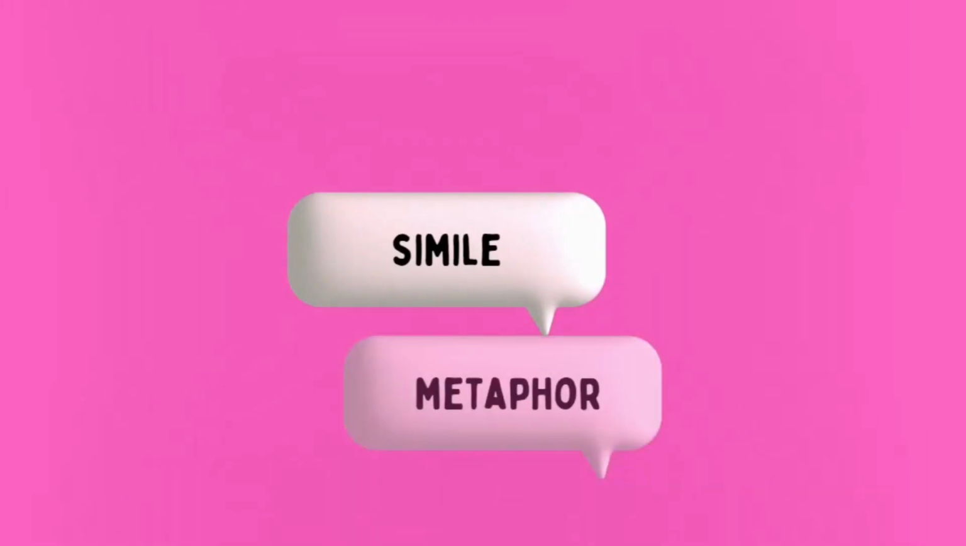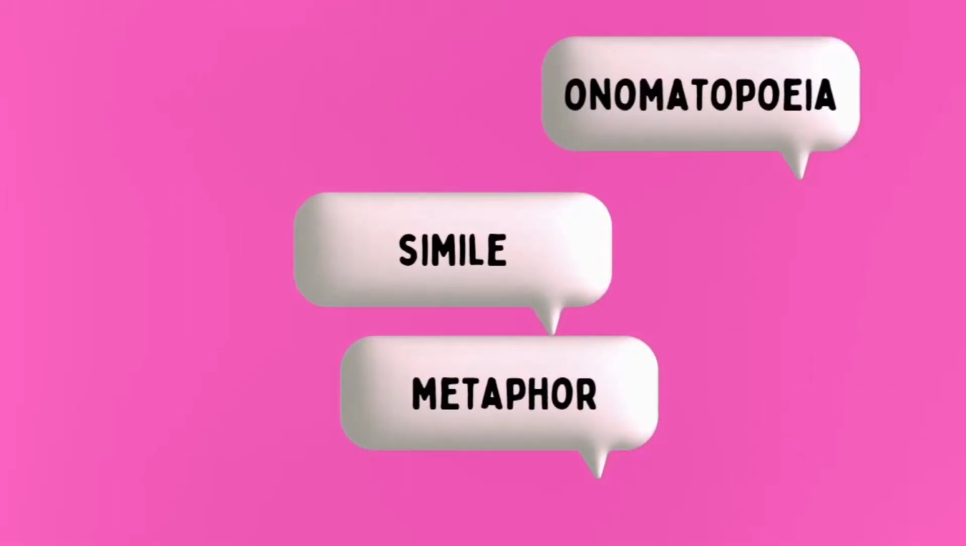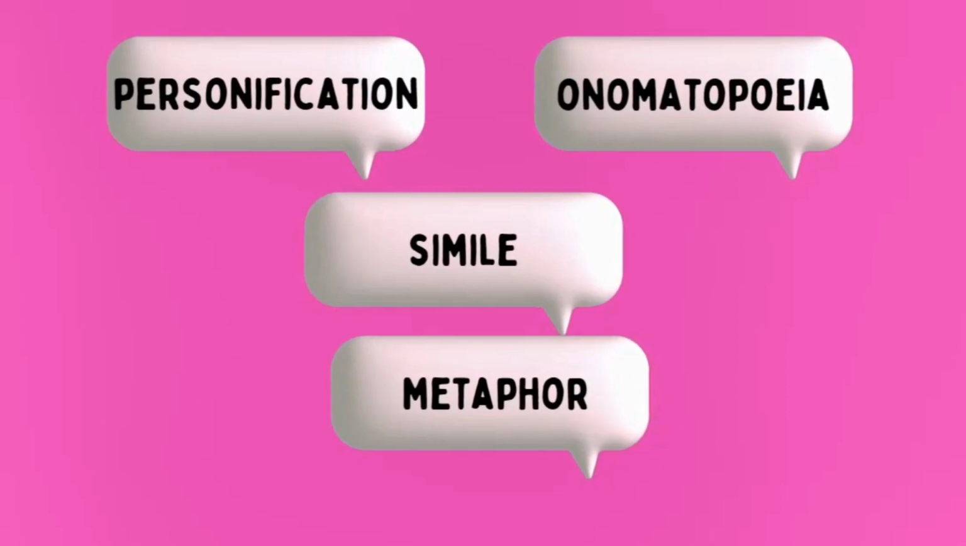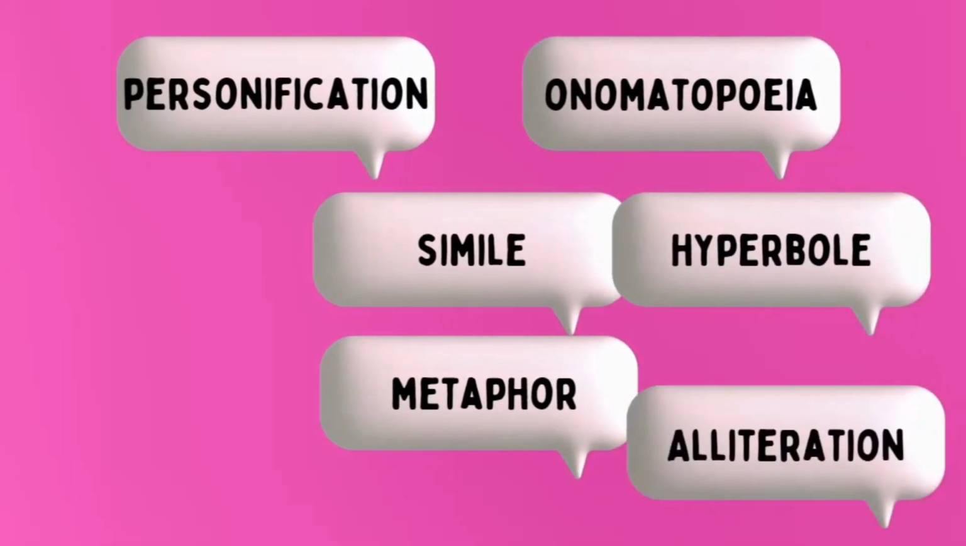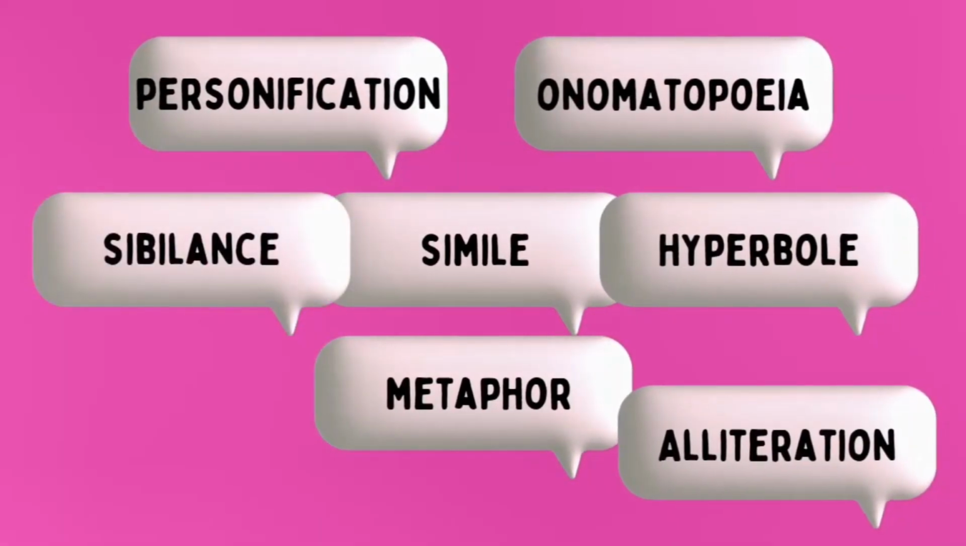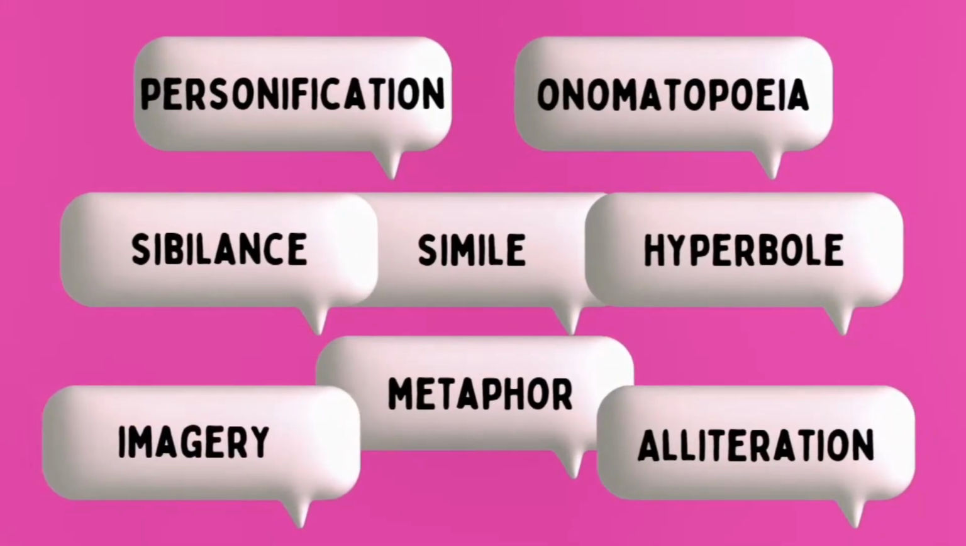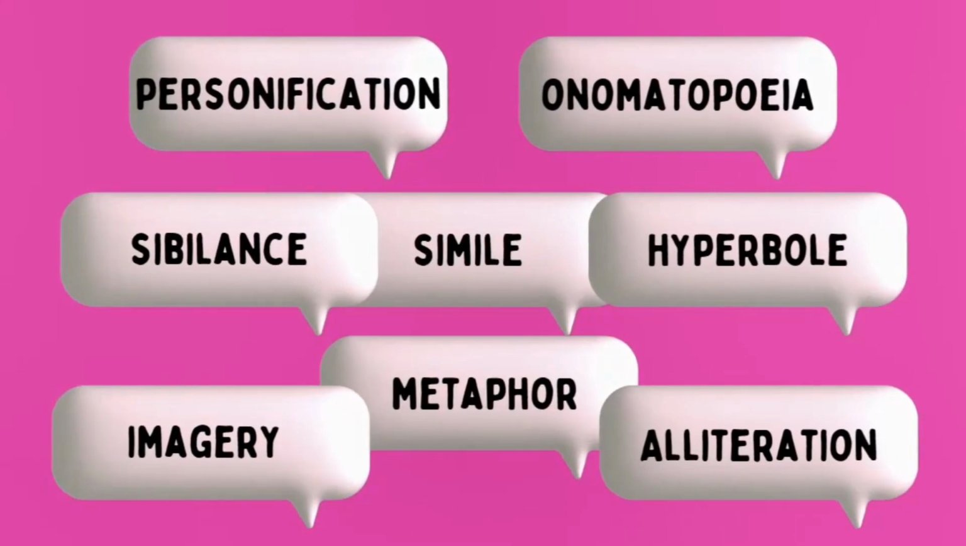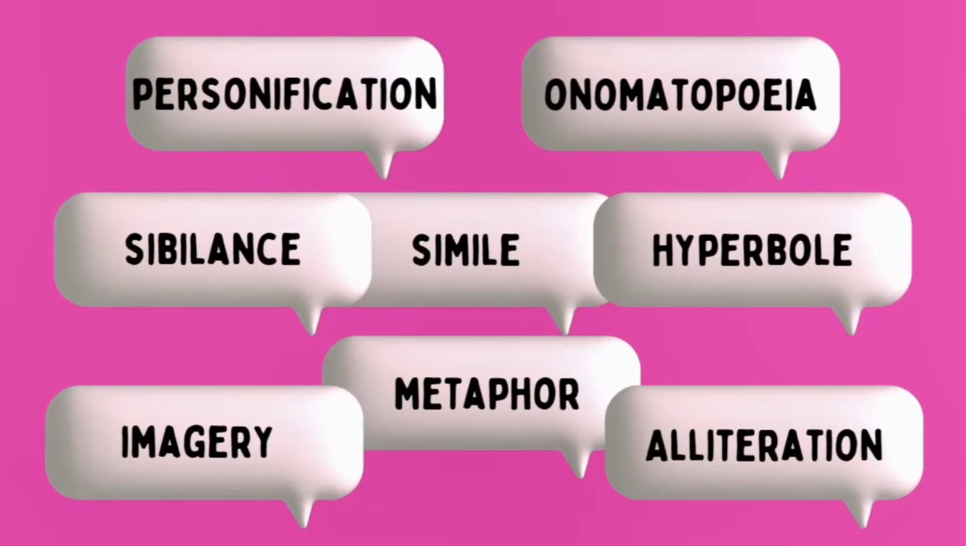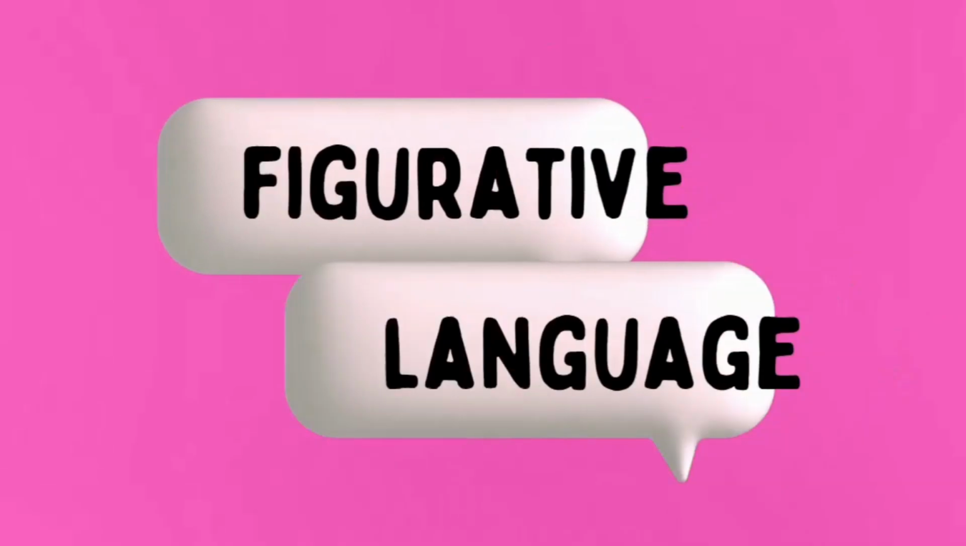Have you ever heard of simile, metaphor, onomatopoeia, personification, hyperbole, alliteration, sibilance, or imagery? If yes, do you know how to use all these things in English writing? Or if no, this video is a must watch for you.